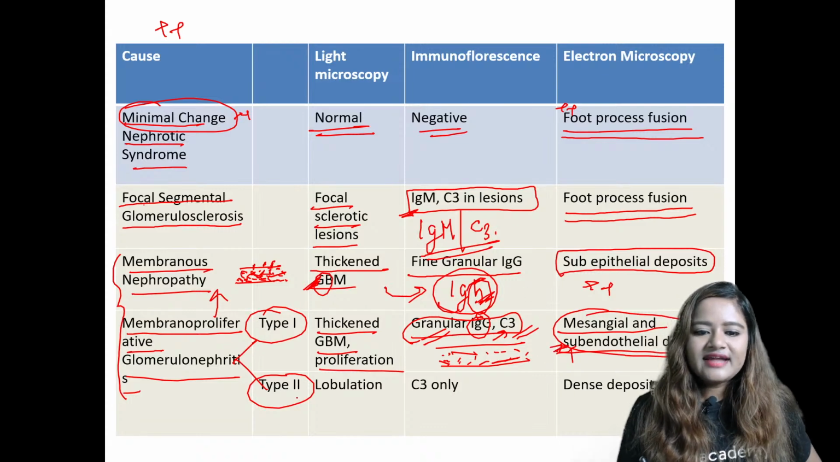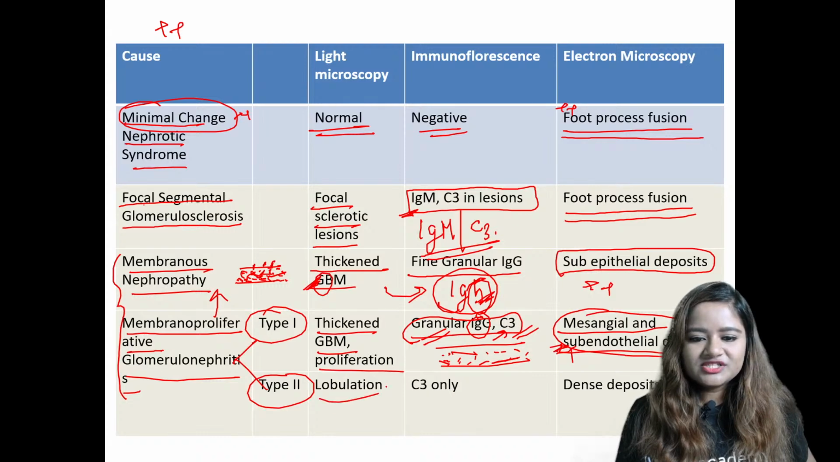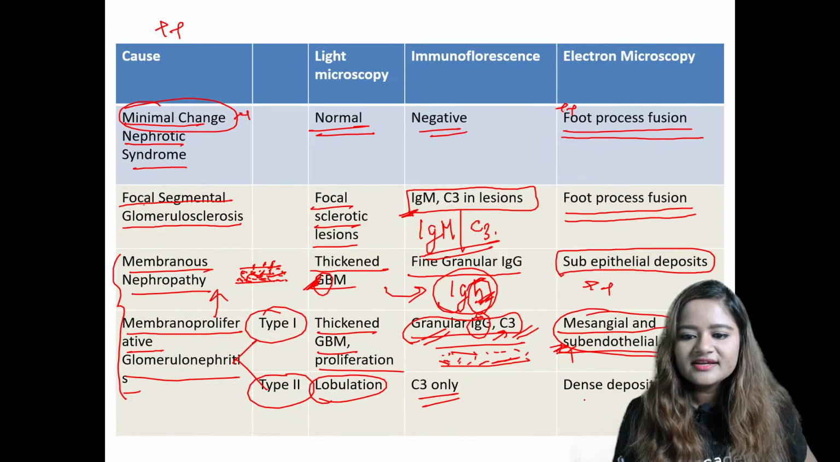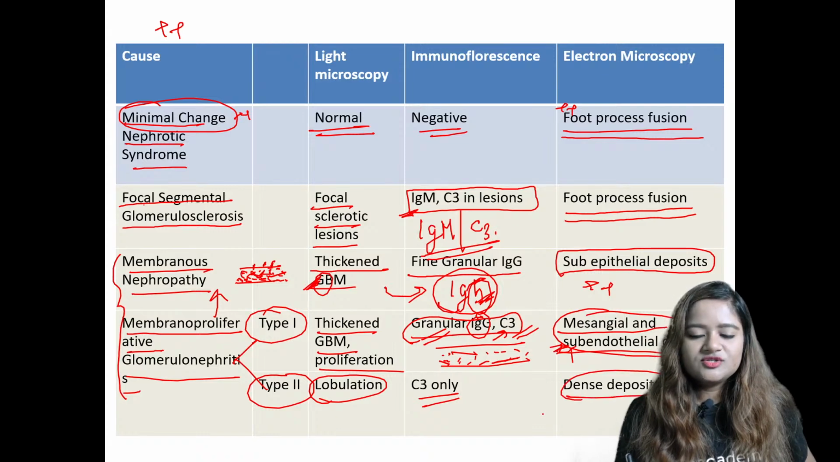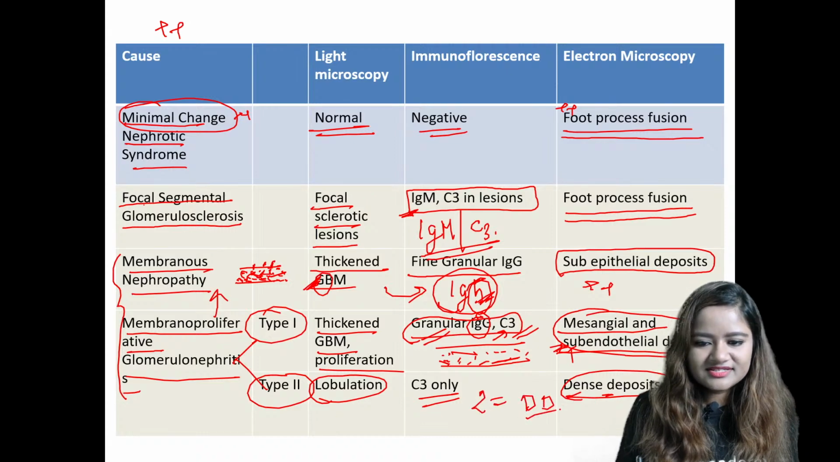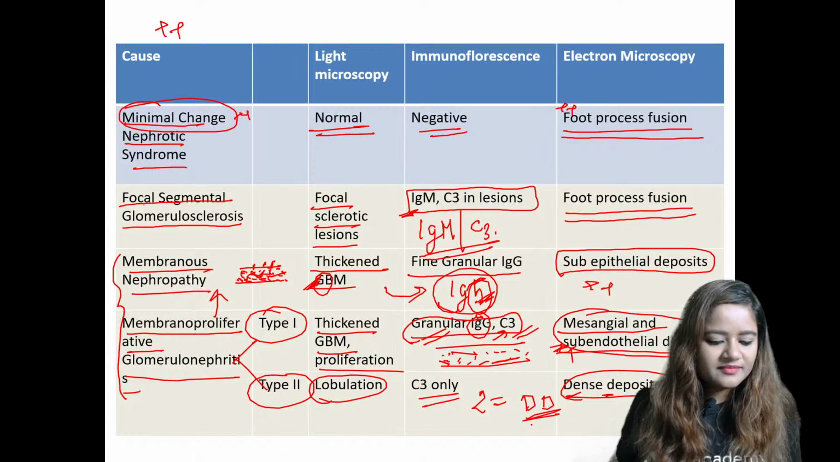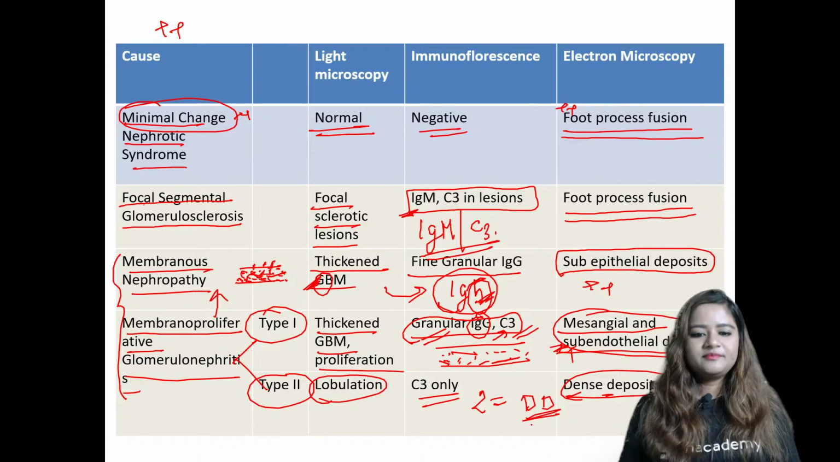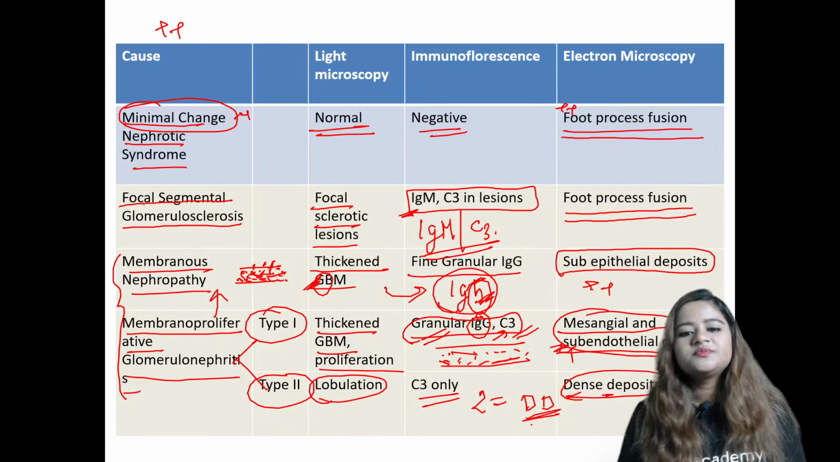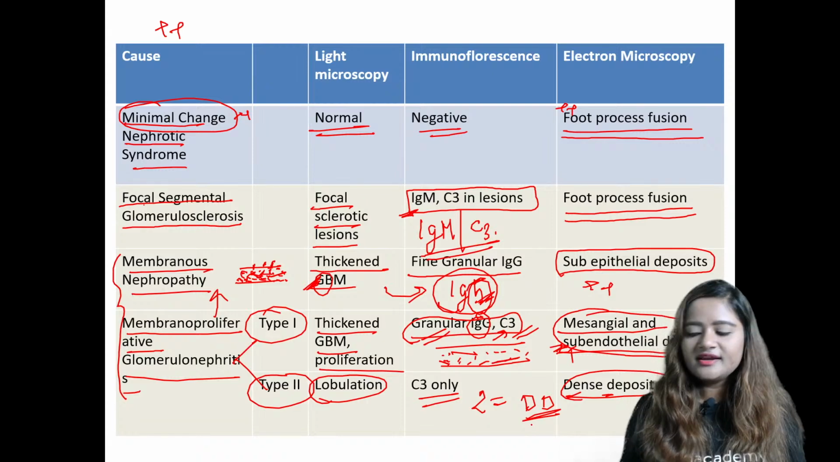Okay. Then in type 2, there is nothing. There are lobulations which is present. Only C3 deposits are there and dense deposits are present. So type 2 में basically dense deposits. 2 मतलब double, so dense and deposits is double D. So that is how I remember. Dense deposits are present in type 2. That is the lobulations which is present and only C3 deposits are there.